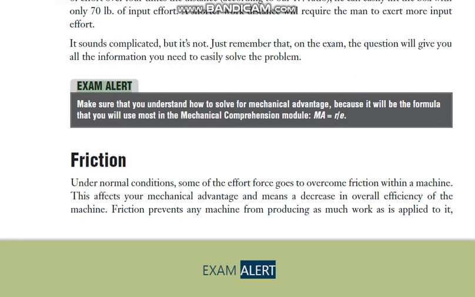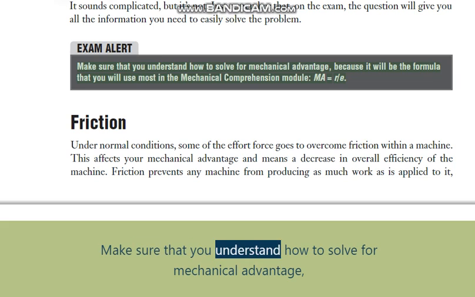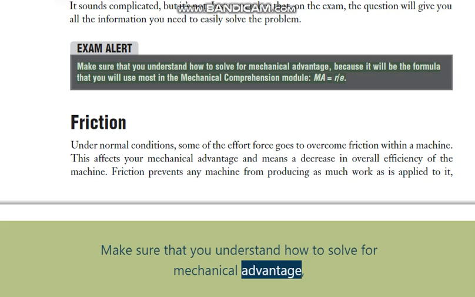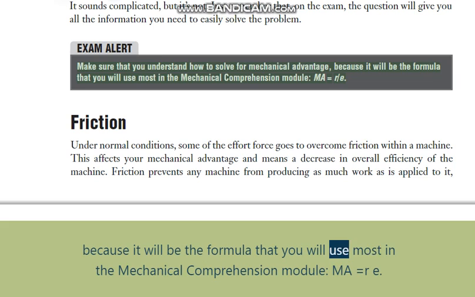Exam alert. Make sure that you understand how to solve for mechanical advantage, because it will be the formula that you will use most in the mechanical comprehension module. MA equals R/E.